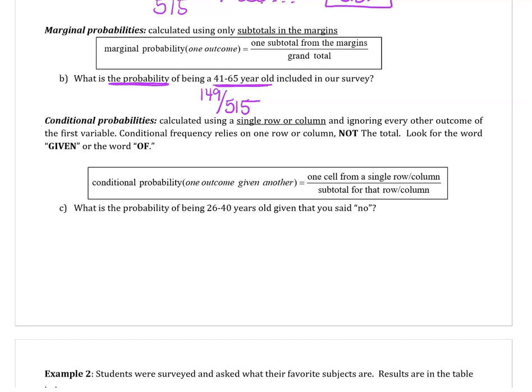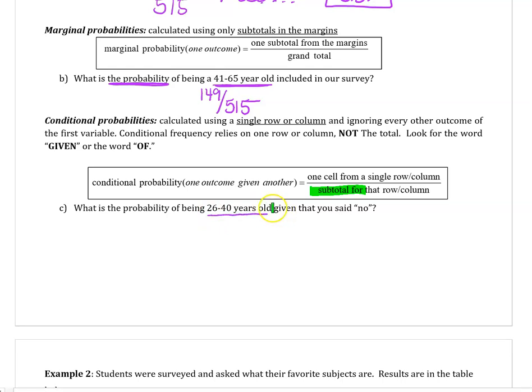Lastly, conditional probabilities. This is calculated using a single row or column and ignoring every other outcome in the first variable. Conditional frequencies rely on a row or column, not the total. So essentially what we're going to do is divide a single cell by, instead of the grand total, the subtotal. So for example, let's say we want the probability. So what is the probability of being 26 to 40 years old.